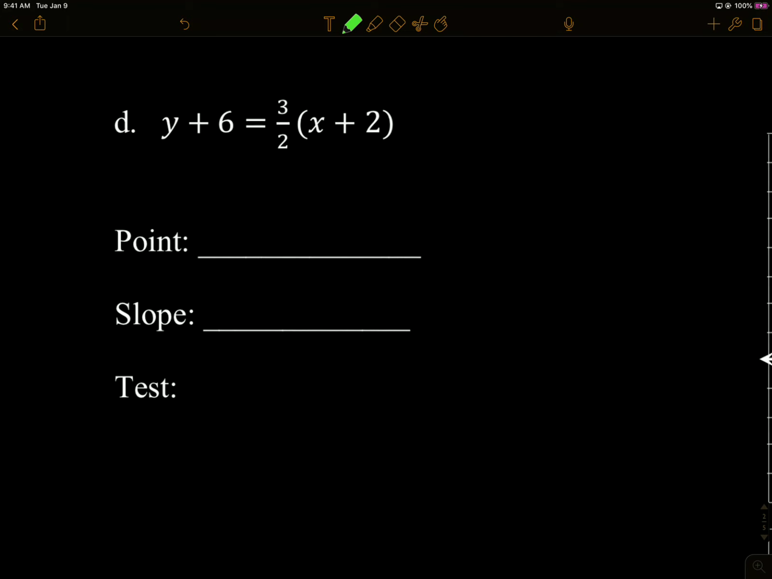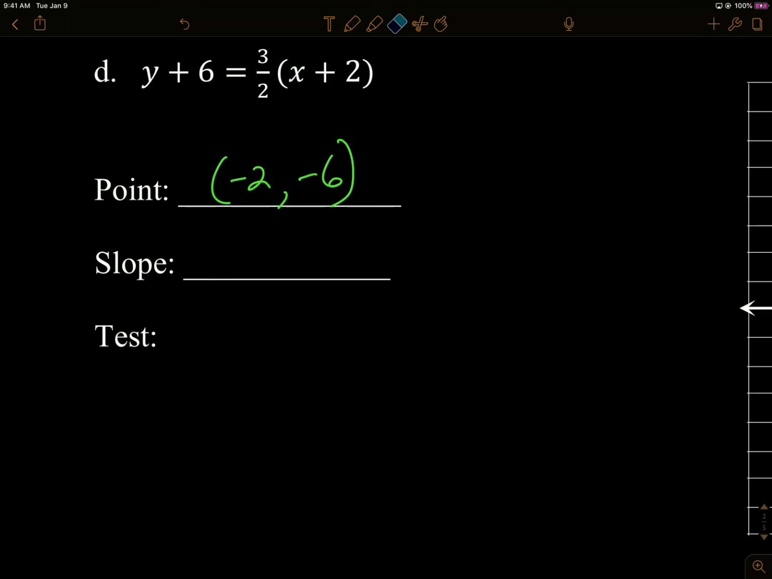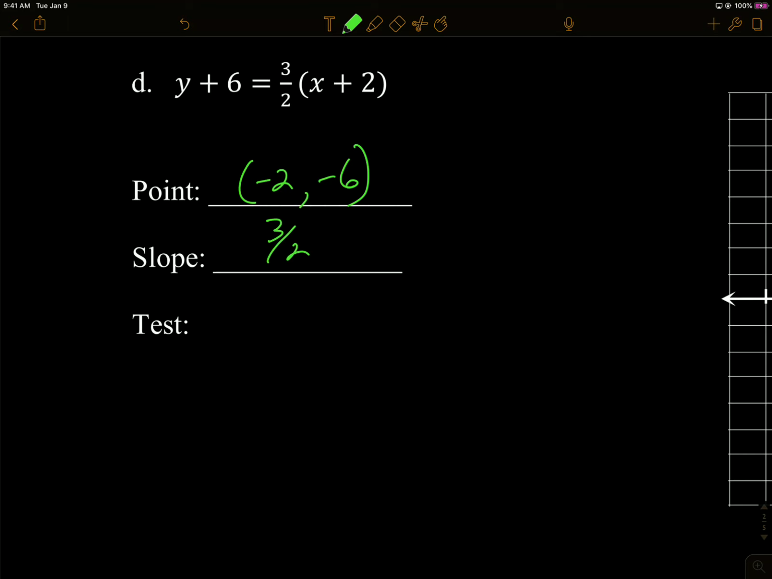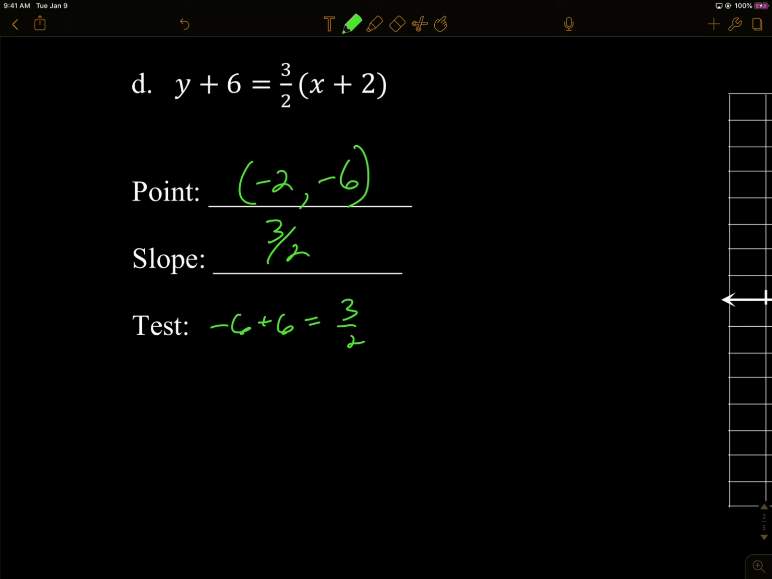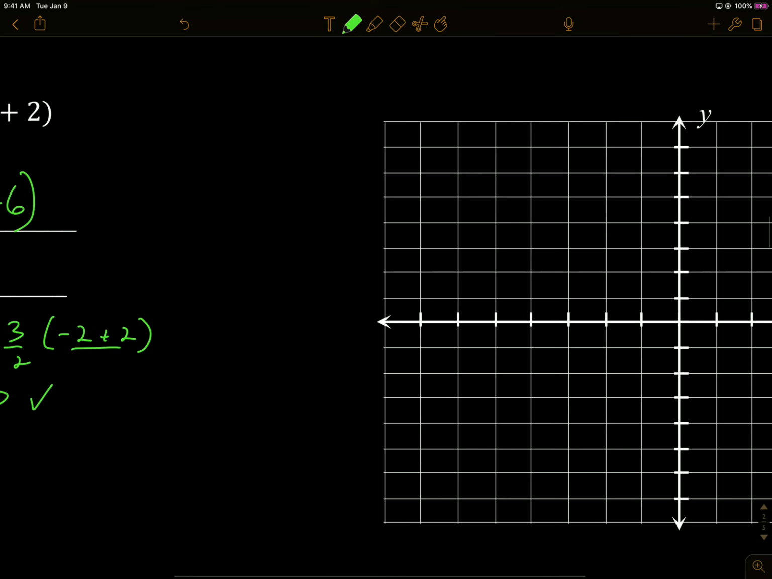The point here is going to be -2 because that's what I would plug in to make that 0. You can think backwards like that. And that would be -6. And then our slope is 3/2. So let's see. We'll test our point. -6 plus 6 equals 3/2 times -2 plus 2. I get 0 equals 0 because -2 plus 2 is 0. So our point is right.